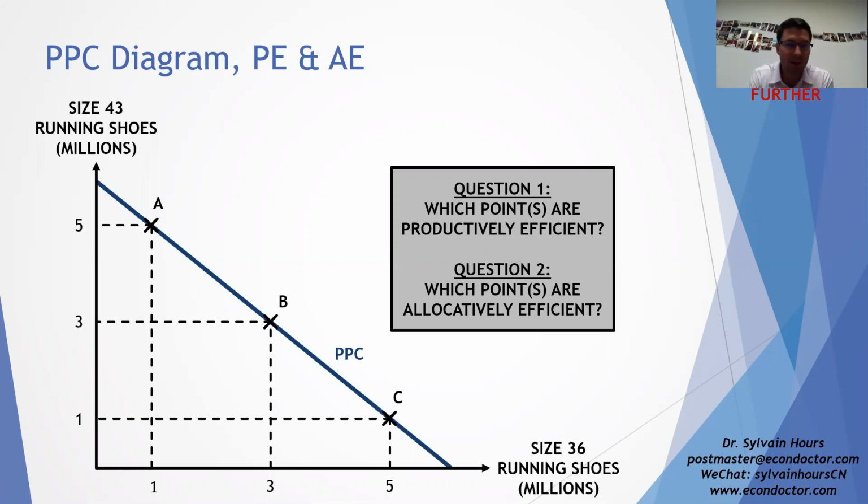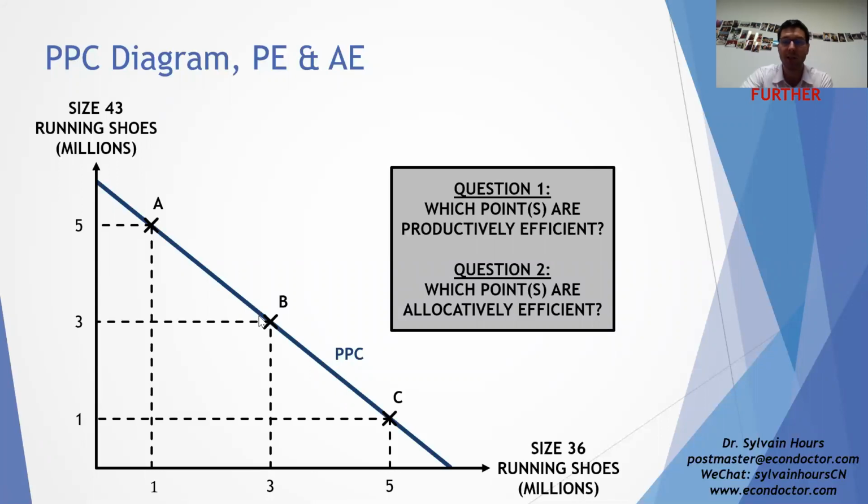So it seems tempting to say that point B is the one that is the most likely to be allocatively efficient. But again, it really depends on where we are. If we assume that we are in a country where there are only men or very, very few women, then in this case, it's likely that point A will be the best.